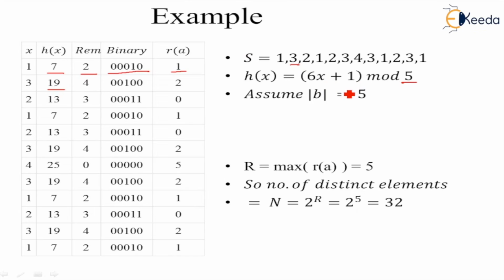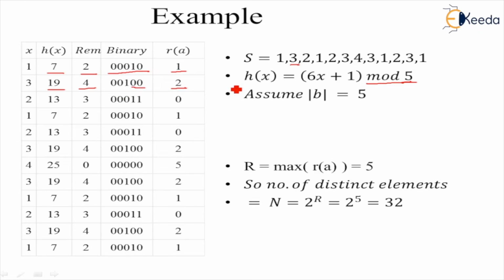19 mod 5, we get remainder 4. We write the equivalent binary number, that is 00100. We have to calculate the number of trailing zeros. After 1, we get 2 zeros. So we are writing R of A is equal to 2.